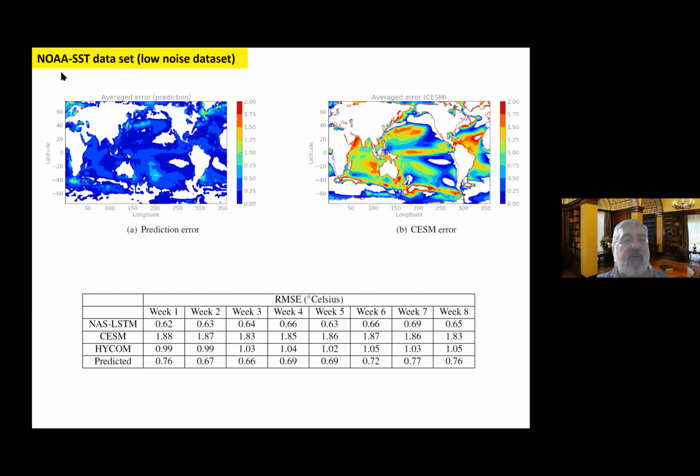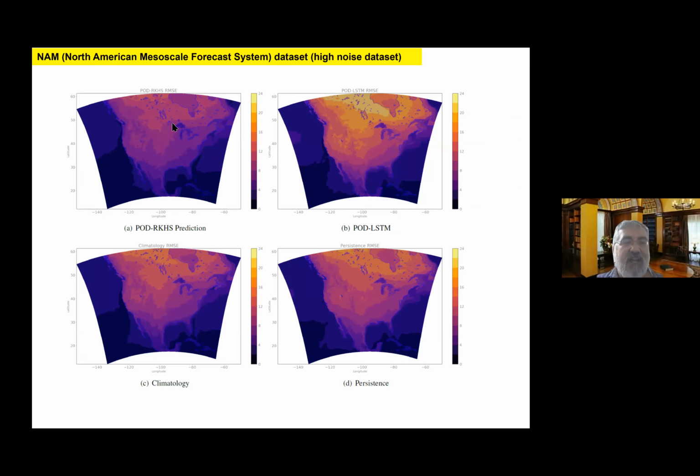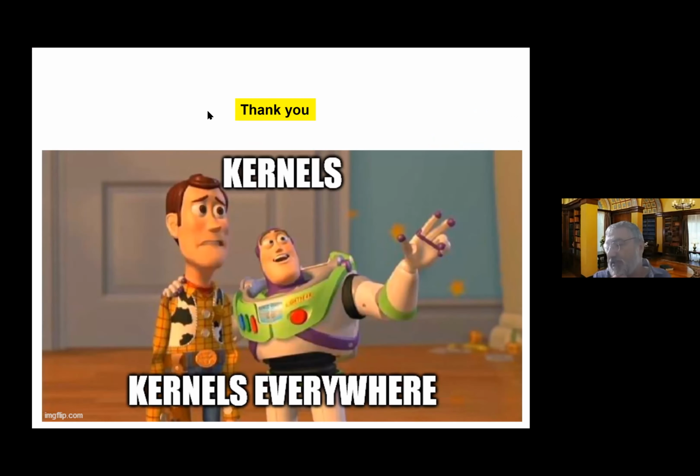For the NOAA dataset, which is a low noise dataset, our kernel-based method and the LSTM method have comparable accuracies. And these accuracies are significantly better than those of the PDE-based methods. For the NAM dataset, which is a high noise dataset, the LSTM method has poor accuracy, while our simple kernel-based method remains accurate. And I'm running out of time, so I will stop here, and I'm happy to take questions.